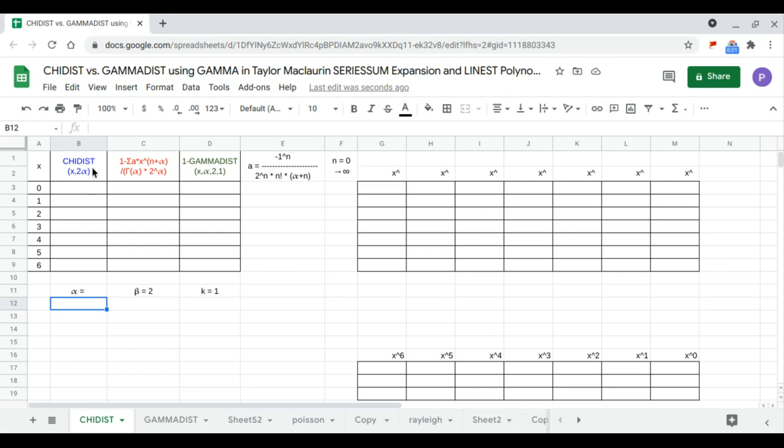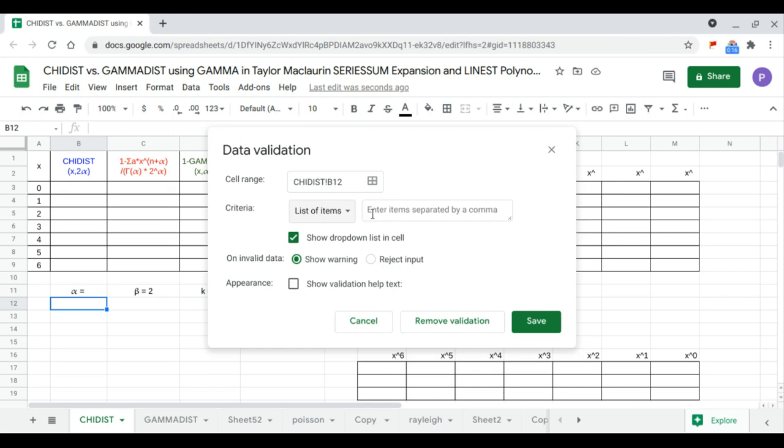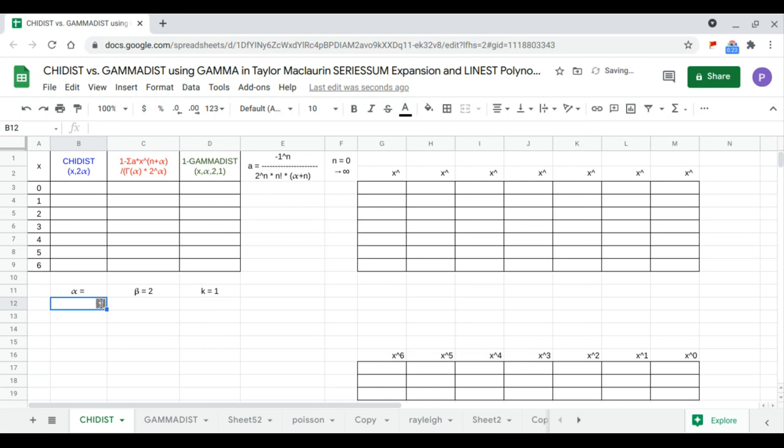In this video, we show the relationship between CHIDIST and the GAMMADIST. We have here CHIDIST of x comma 2 alpha. The degree of freedom is 2 alpha. So our value for alpha will be data validation, list of items, 0.5 to 3. So we can begin with 0.5.